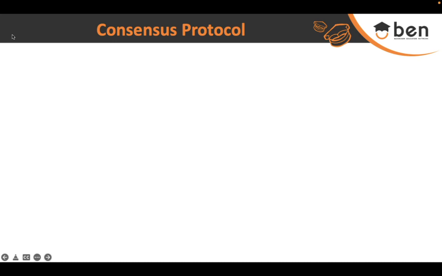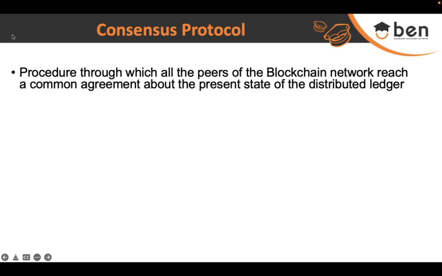But now we need some mechanism by which we ensure that the transactions or the new block being added are up to date and correct, because the state of the blockchain changes by adding a new block. And in order to keep that state correct and non-corrupt, we need to take a few steps into consideration. So a consensus protocol is the procedure through which all the peers of the blockchain network reach a common agreement about the state of the ledger.